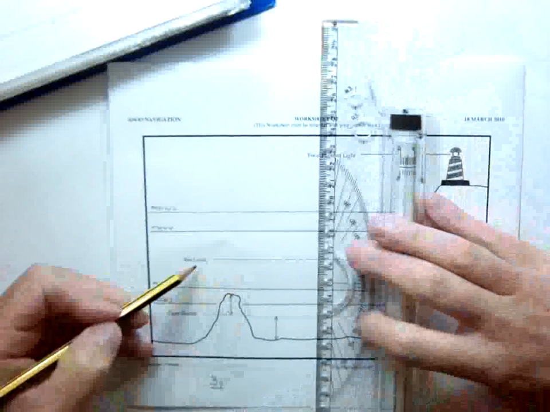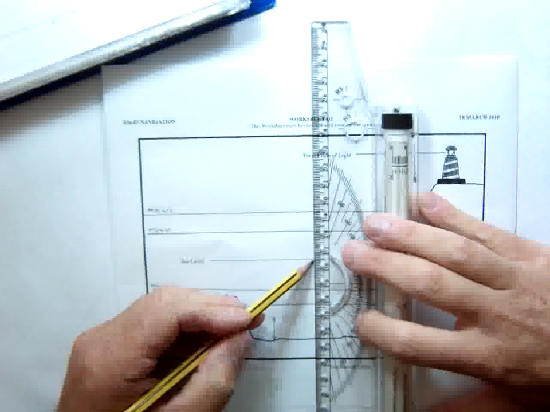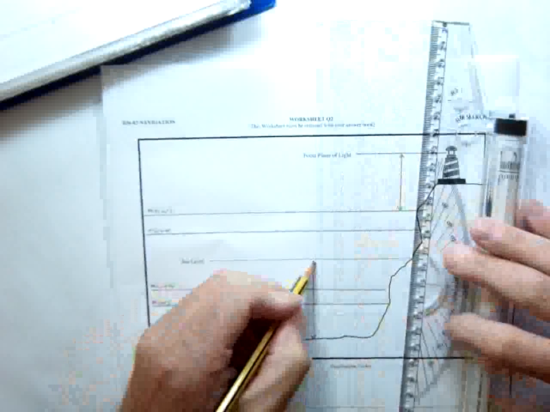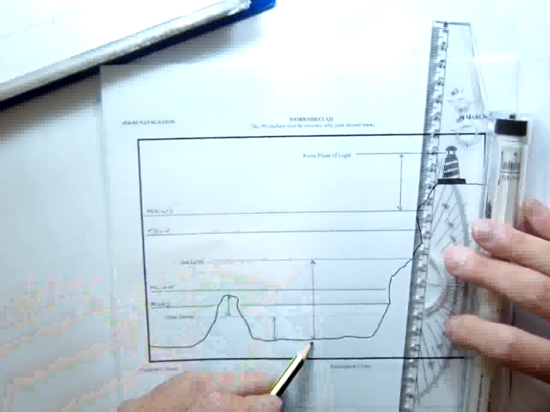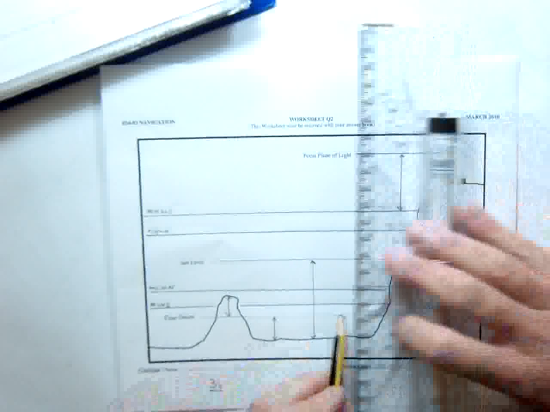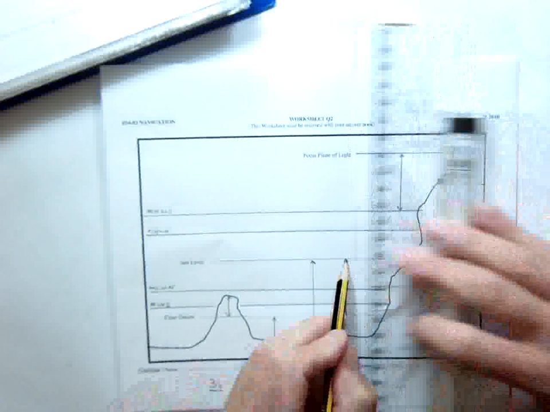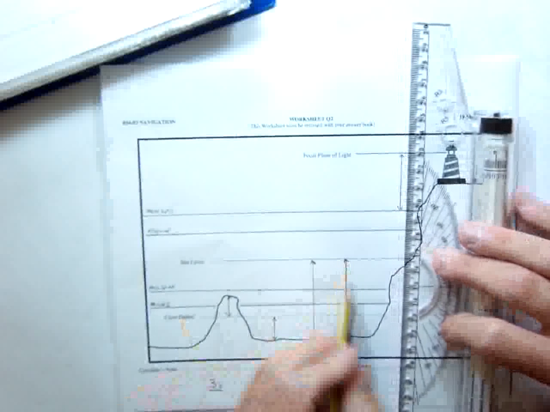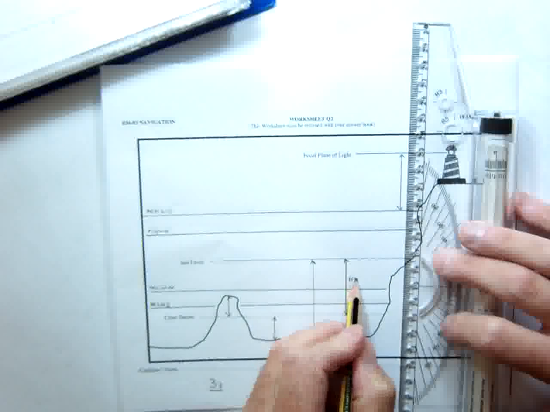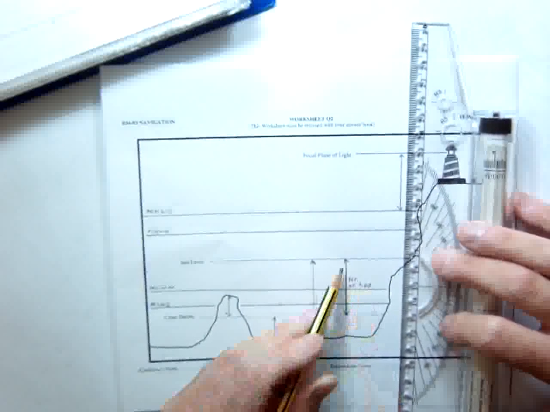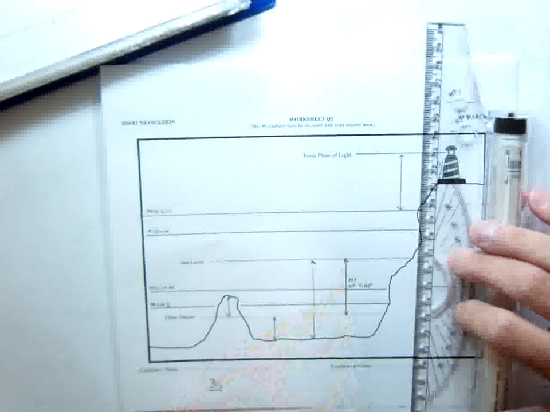From the sea level, vertically downwards to the seabed, that there is the depth of water. So from the sea level to the seabed is the depth of water. From the chart datum to the sea level, chart datum up to the sea level, that will indicate the height of tide. So that's the height of tide that you're experiencing up to that sea level.